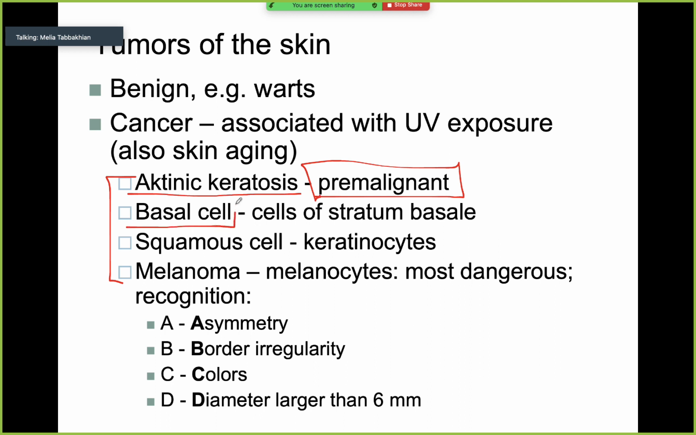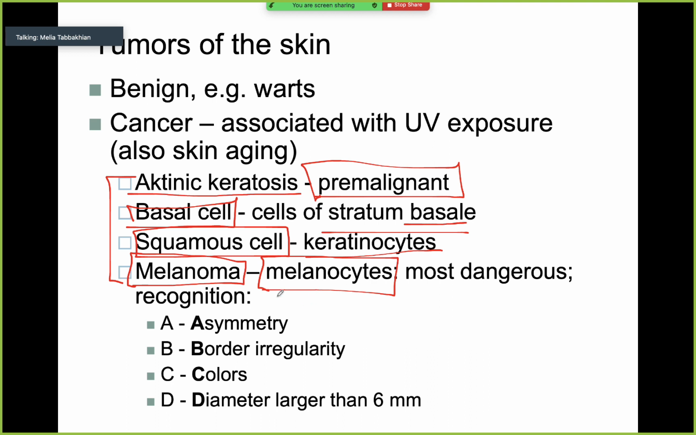The second is basal cell carcinoma, which is damage to the stratum basal, hence basal. The third one is squamous cell carcinoma, and that's going to be damage to keratinocytes. And the fourth and most dangerous one is called melanoma. This is damage to your melanocytes. This is the type of damage that normally happens if you're constantly under the sun without protection. You're going to damage those melanocytes.